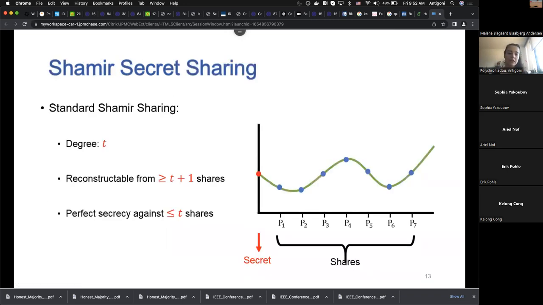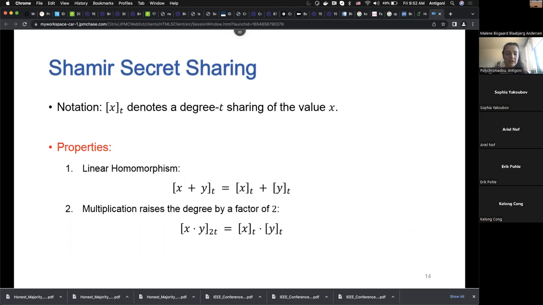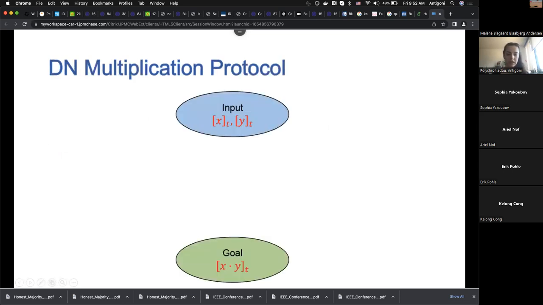Okay, so let's review the Damgård-Nielsen protocol. I'm going to go quickly over it. It uses secret sharing, which you all know, so I'm not going to give any details. We just hide the secret in a single location. This is the notation we're going to use for the talk. With secret sharing, we can locally add shares, and we can also multiply. If we multiply two shares, the degree rises. These are the standard things.